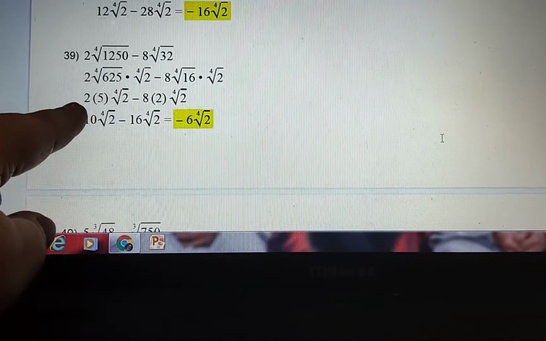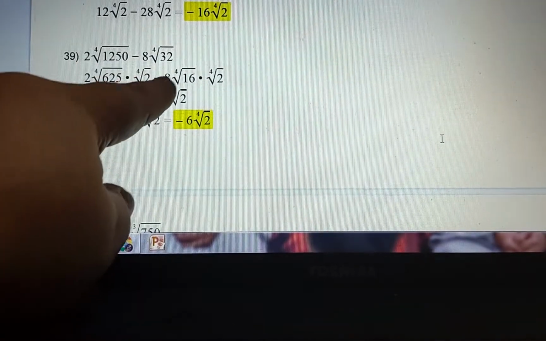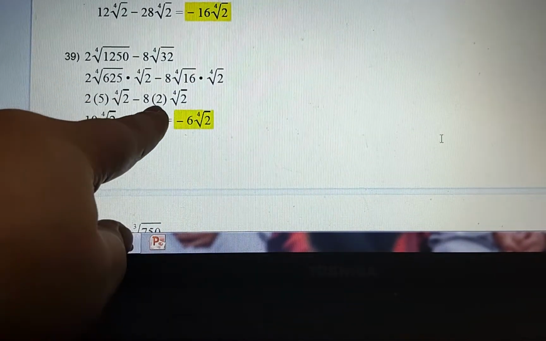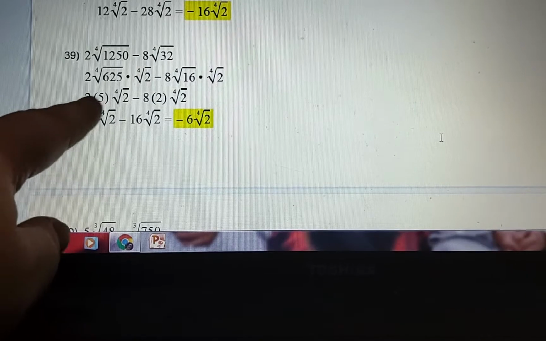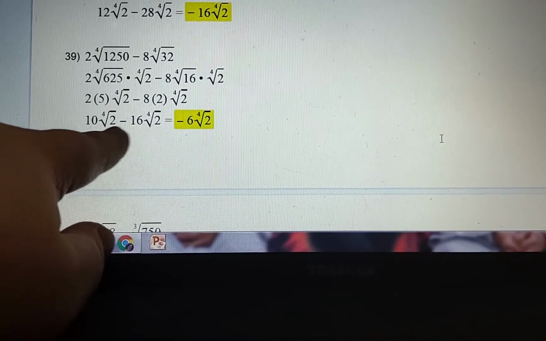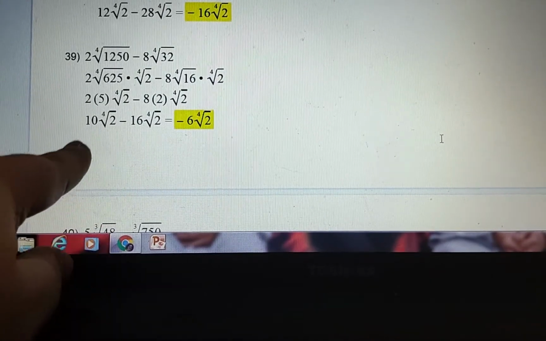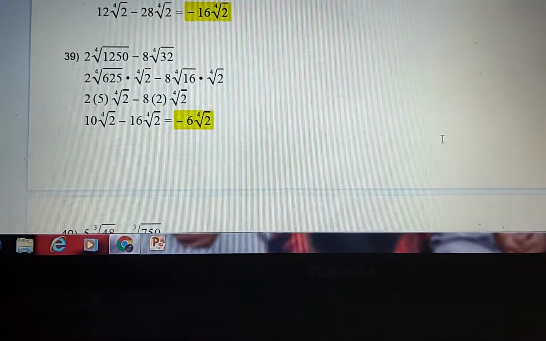Keep the fourth root of 2, keep my whole number 2, keep my negative 8, my fourth root of 16 becomes 2, keep my fourth root of 2. Now I just multiply the whole numbers. So I have 10 and negative 16. When I add 10 and negative 16, I get negative 6.